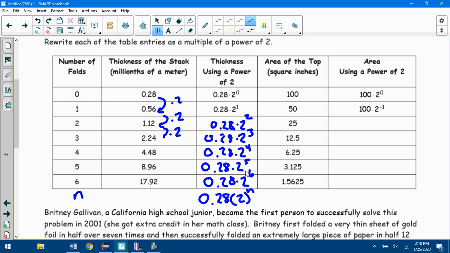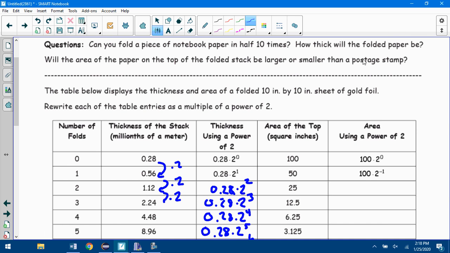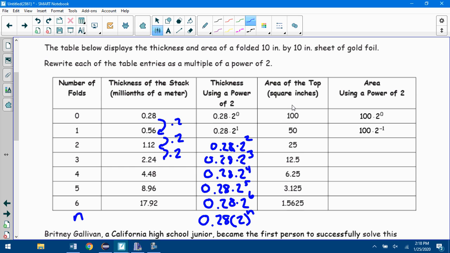Okay, and the question asked about how big was it? Would it be larger or smaller than a postage stamp? So the original 10 by 10 inch sheet of gold foil in square inches would have been 100, because if it's 10 by 10, 10 times 10 is 100. When I fold it in half, what happens to the area? You multiply by a half. So it gets halved. It gets divided by 2, or multiplied in a half. And every time I fold it again, we multiply by a half again, and again, and again.